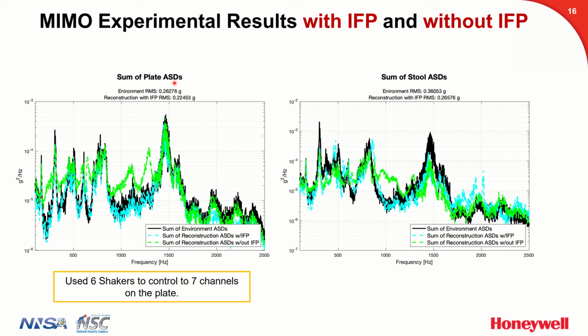This compares the autospectra averaged over all of those plate accelerometers, the control channels, and then these are the accelerometers averaged over all of the stool or on the component of interest. And comparing the green and the cyan, you see that adding that interface plate, the cyan, drove down the error quite significantly. So we added some more structure, we maybe improved the impedance mismatch, and the results got better.